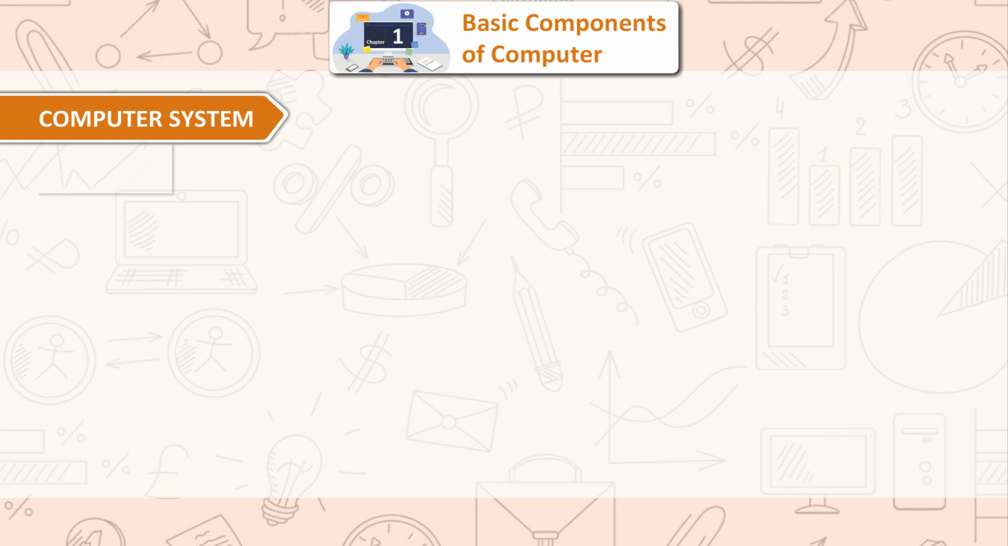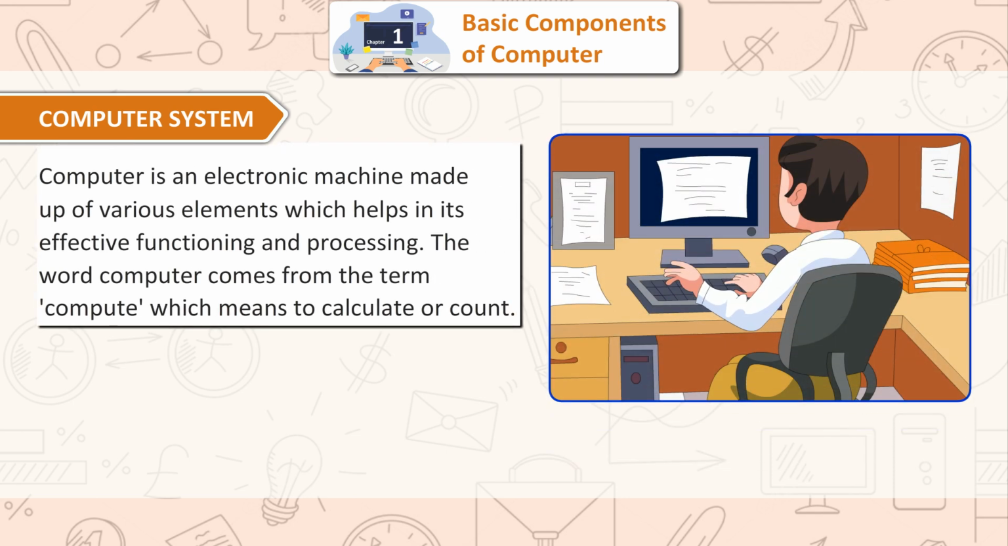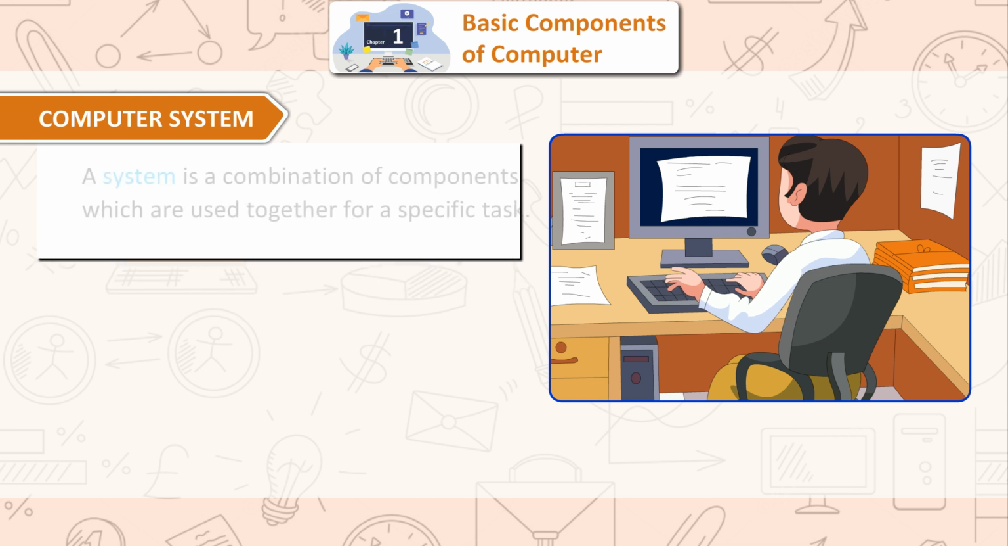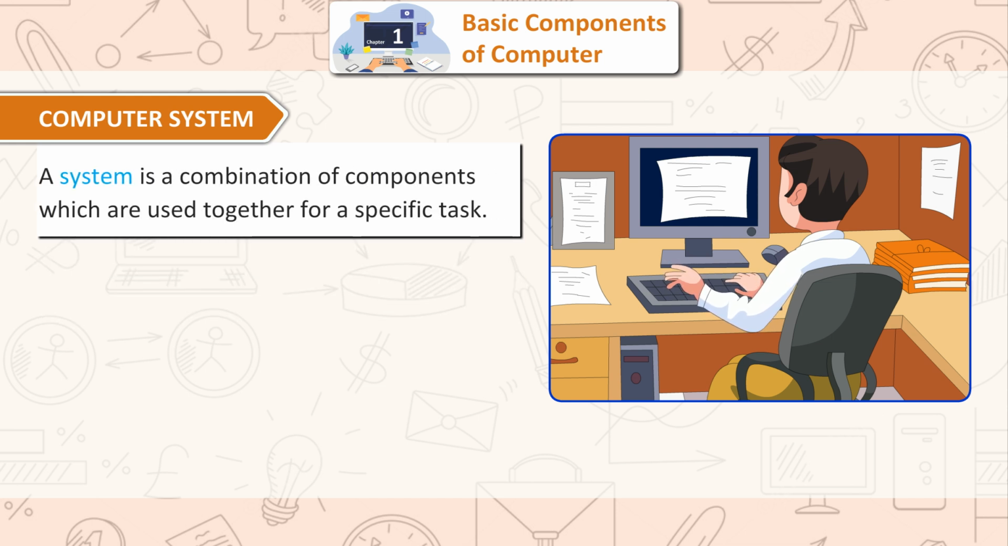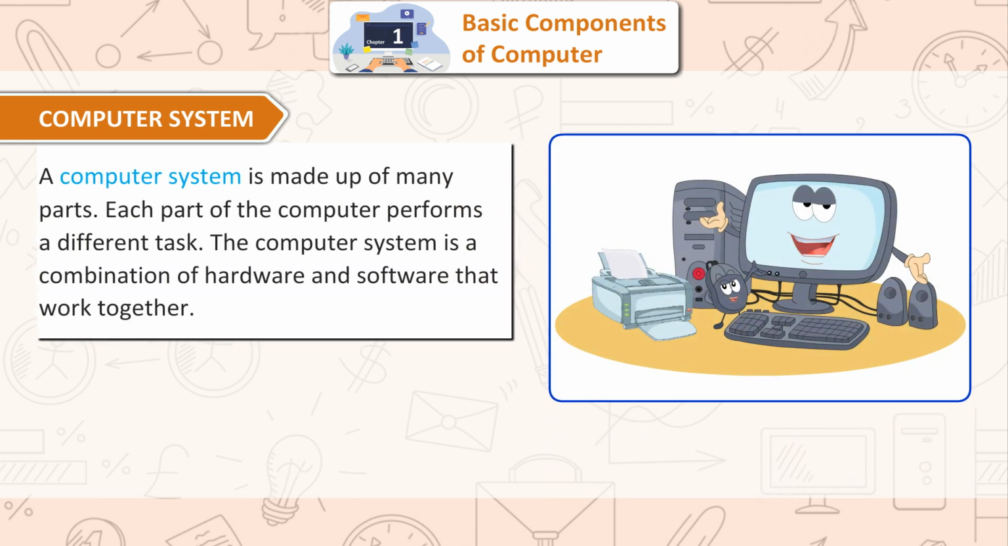Computer system. Computer is an electronic machine made up of various elements which helps in its effective functioning and processing. The word computer comes from the term compute, which means to calculate or count. A system is a combination of components which are used together for a specific task. A computer system is made up of many parts. Each part of the computer performs a different task. The computer system is a combination of hardware and software that work together.